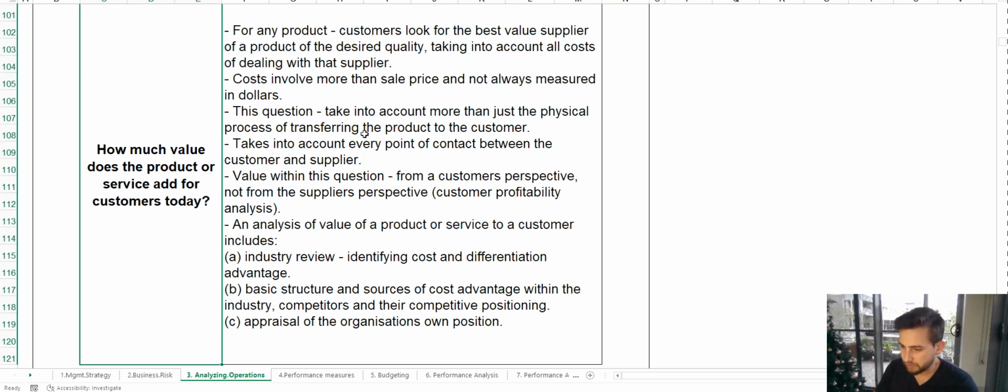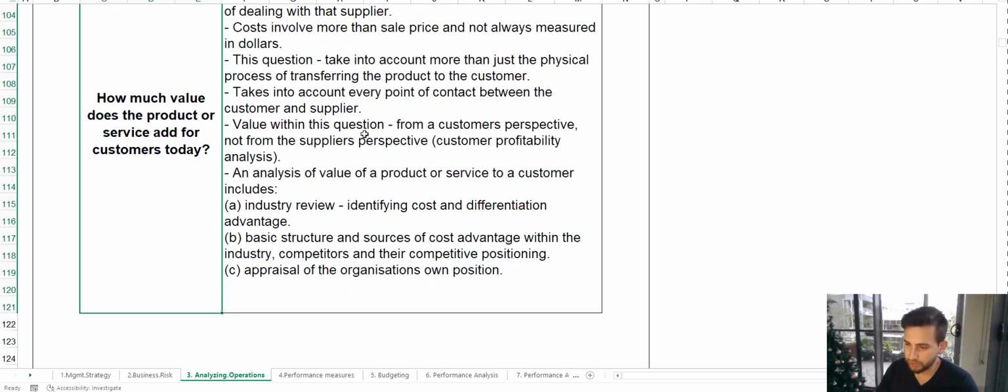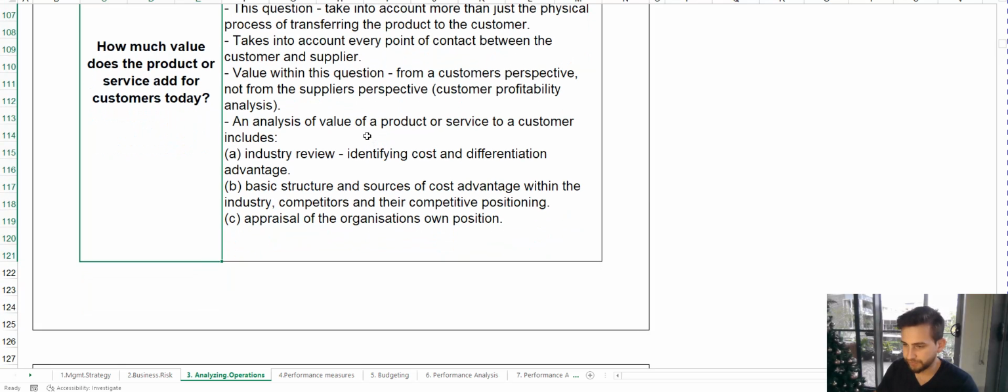So an analysis of a product or service to a customer includes industry review, so identifying the cost and differentiation advantage, basic structure and sources of cost advantage within the industry, competitors and their own competitive positioning, appraisal of the organization's own position.